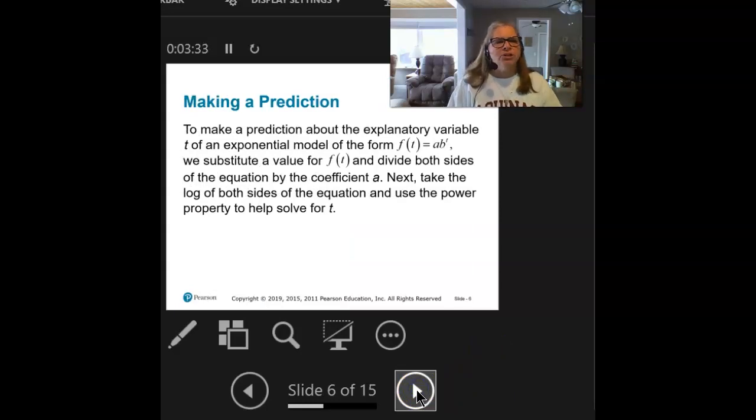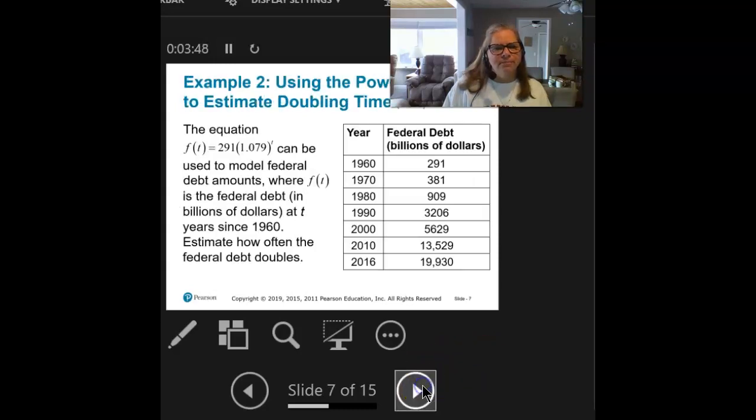So to make a prediction, we can use the general form. The function of t is equal to a b to the t. We divide each side by the coefficient a, and next we take the log of each side and use the power property to solve for t.